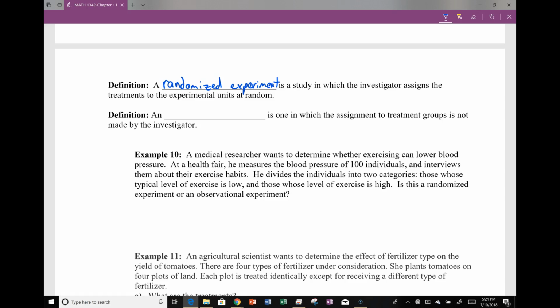We want them to be randomized because we do not want any type of bias to be involved in our program. The other type of study that we look at is what we call an observational study. In observational studies, you do not get to select which group gets the treatment, okay? This is more like your life-based experiment type.